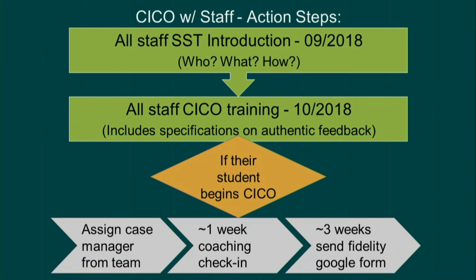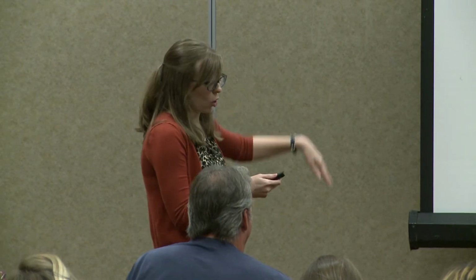So we're going to do those two things, and then if a teacher has a child that starts check-in, check-out, what we're hoping to do is kind of create a case manager. And so someone on our team will be assigned to that teacher, and then weekly we're going to have a coaching check-in, like, hey, how's it going? Are you finding those times? Let's look at your schedule. Let's see how we can transition and make sure that sheet goes to art class with them and those kinds of things. And then about 3 weeks in, we want to send that fidelity form again to get some honest feedback. Is it working or not? And what do we need to retrain on, or what do we need to support staff with? So that's with our whole staff.